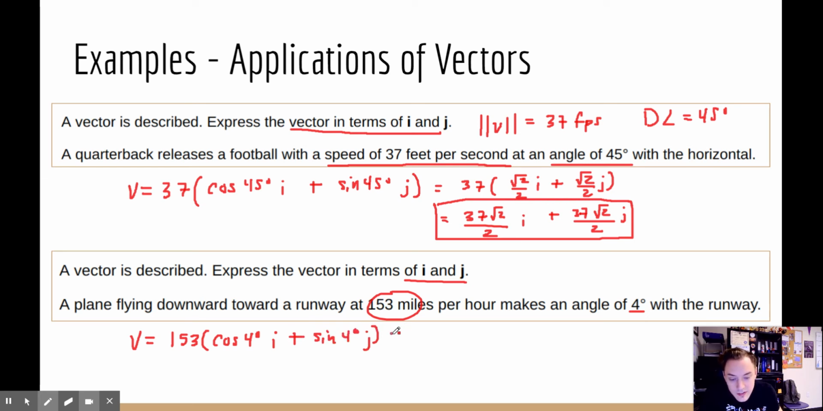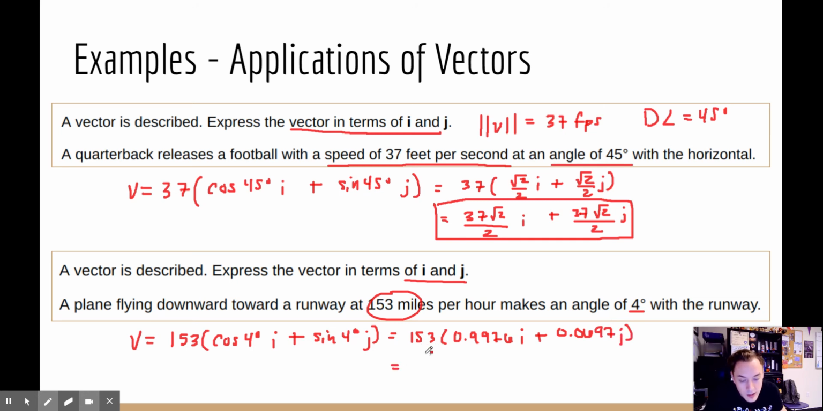Okay. Now this is kind of interesting because obviously it's not on the unit circle, so you do need to actually calculate this on your calculator. You can do it on Desmos using just degrees. Make sure you're in degrees, or on your TI-36X Pro, make sure you are in degrees. I'm just going to give it to you right at the beginning. So this is 153. What is cosine of 4 degrees? That is 0.9976 i. And then sine of 4 degrees is 0.0697, and then j.